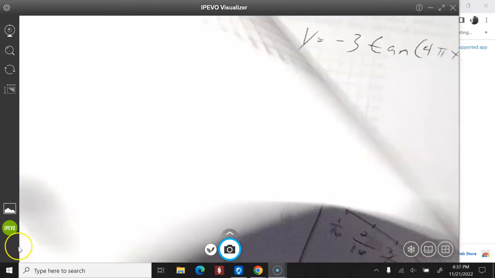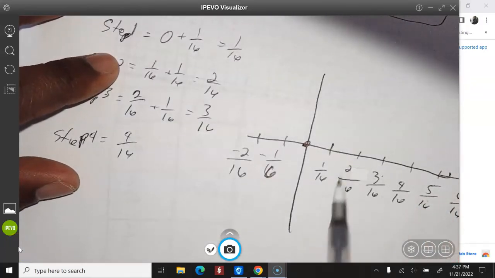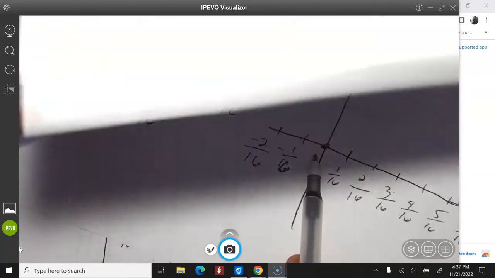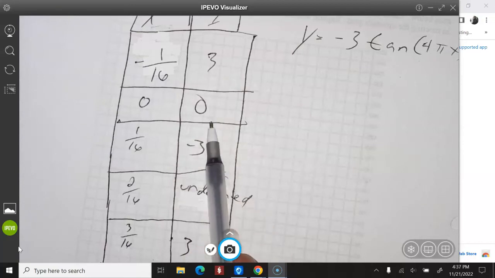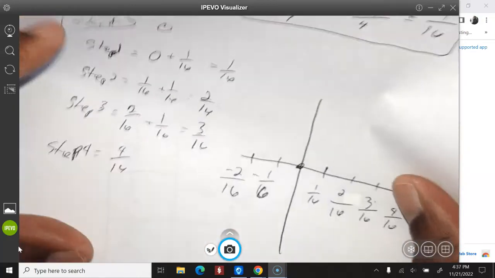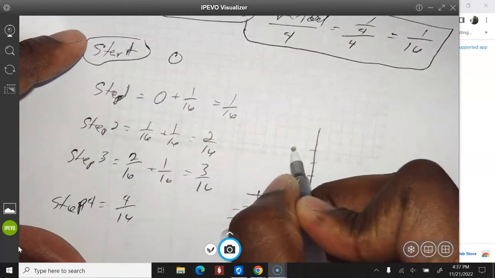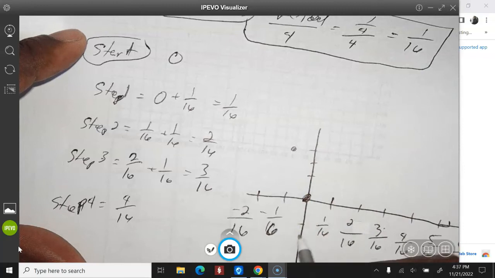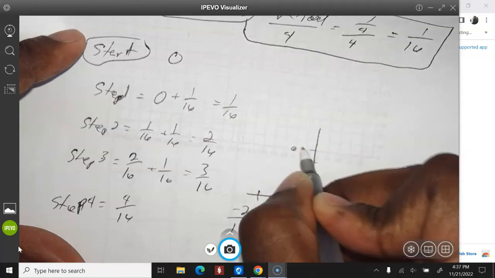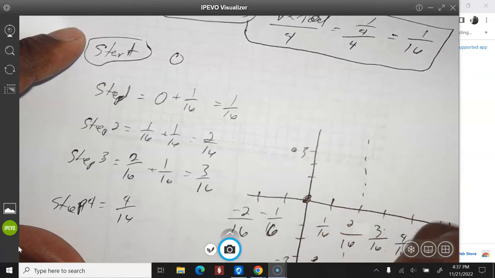So let's graph it. In that table, the first number we chose is negative 1 over 16. It goes 3, 0, negative 3, undefined. So this is my first one. It should be at 3. The next one should be at 0. At 1 over 16 it should be at negative 3. And then it was undefined at the next step over.